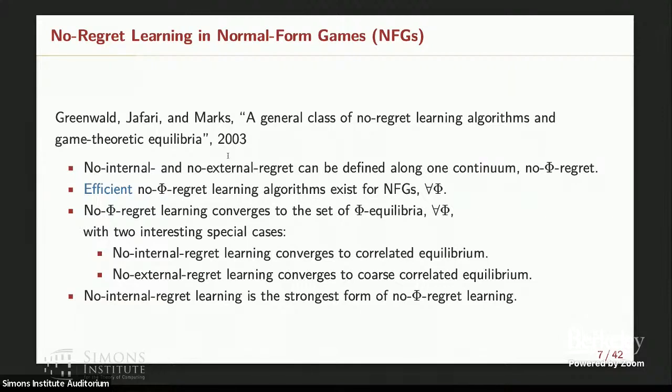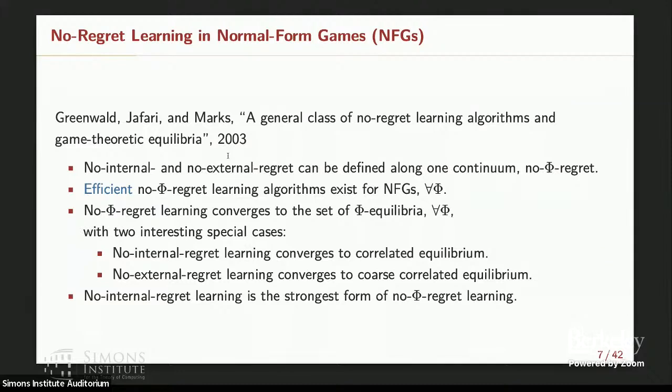We call this continuum Phi-regret. That's where the letter phi of the set of deviations comes from. And moreover, we could come up with an algorithm that was efficient and could minimize Phi-regret for any set of deviations phi. And then we have the natural generalization that if you have no Phi-regret learning, you end up at a Phi-equilibrium.